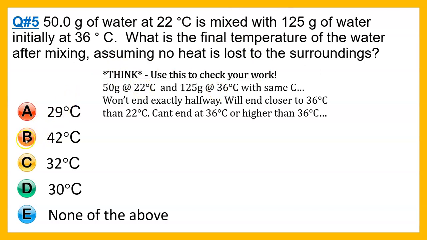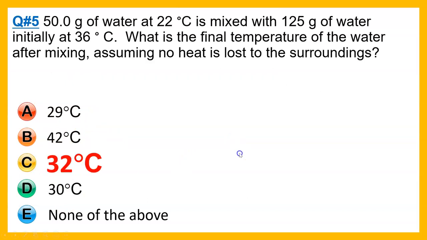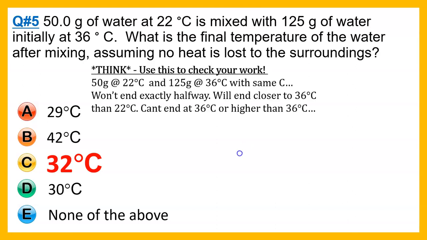So answer choice 42 is gone, right? And I'm pretty suspicious about 29 because that's closer to 22 than 36, right? So I can use some common sense on my answer choices. When you're all done, you should end up with 32 degrees. Which meets these criteria, doesn't it?